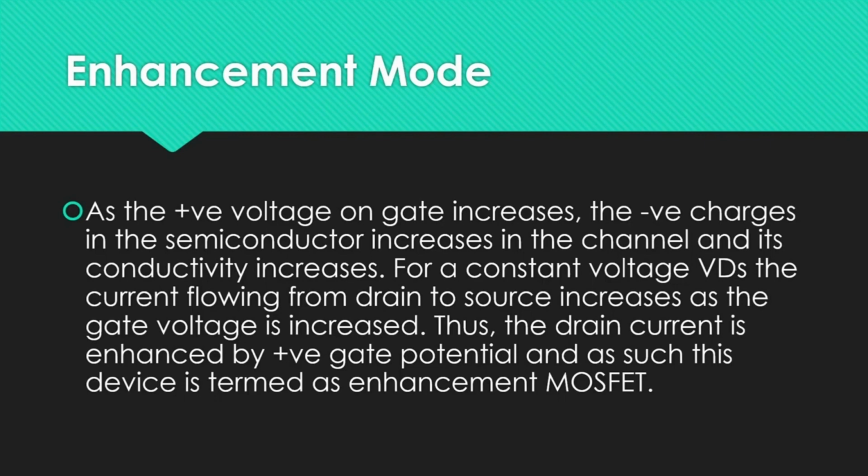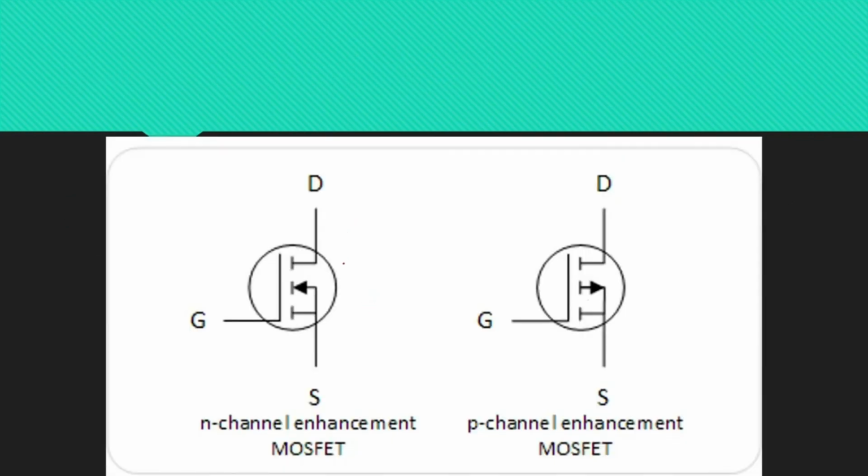Later we discuss enhancement mode with the circuit diagram. This is the symbol of enhancement mode MOSFET. This is N channel enhancement MOSFET and this is P channel.